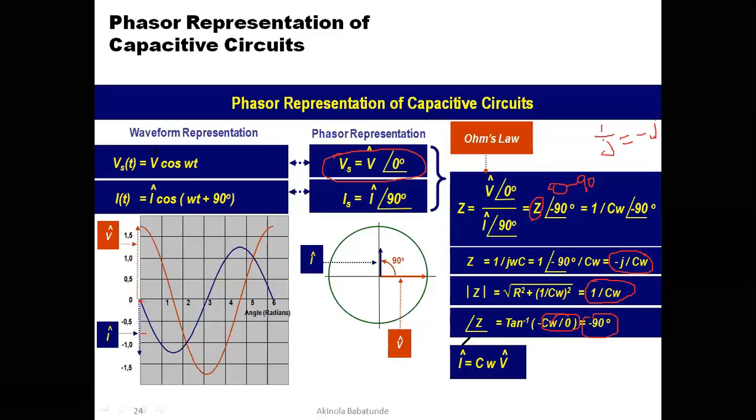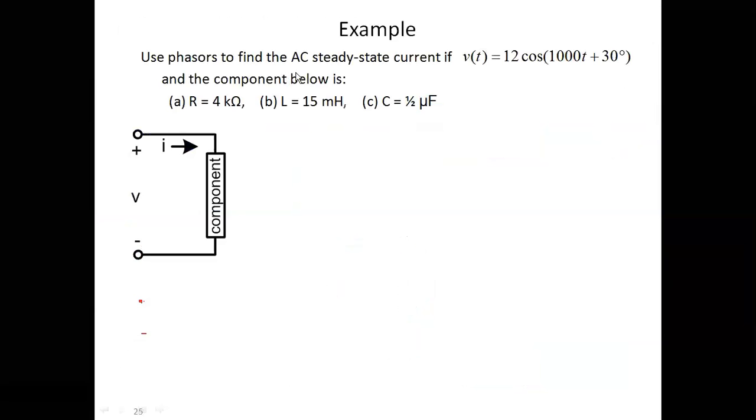Okay, so you should pay attention to these, and some of these important points that we're raising here. So we have a simple example here. Use phasors to find the AC steady state current if V of t is equal to 12 cos(1000t + 30 degrees). What you can see here is that this ω is equal to 1000.